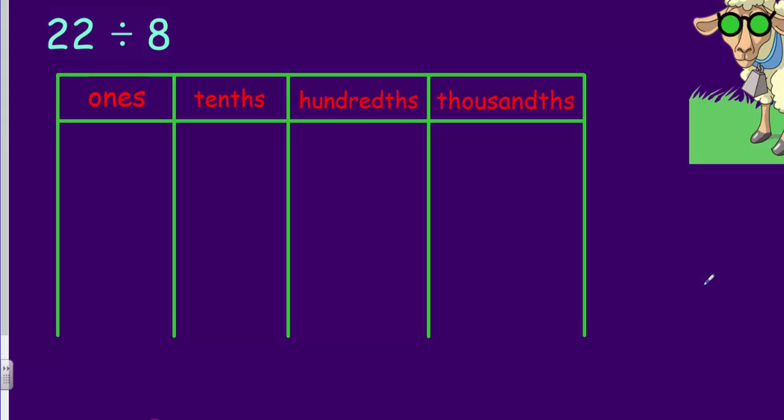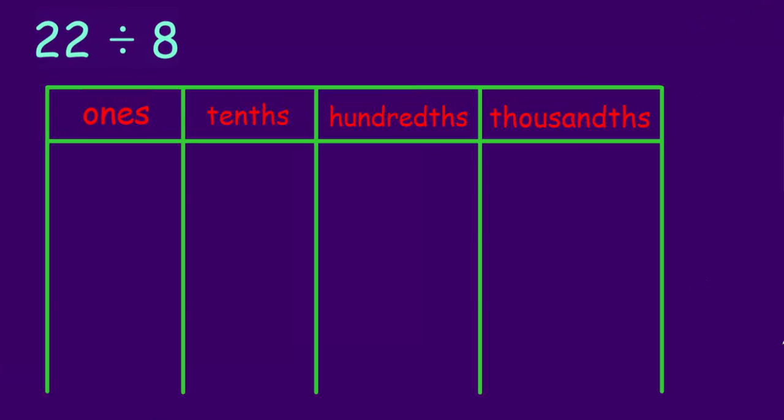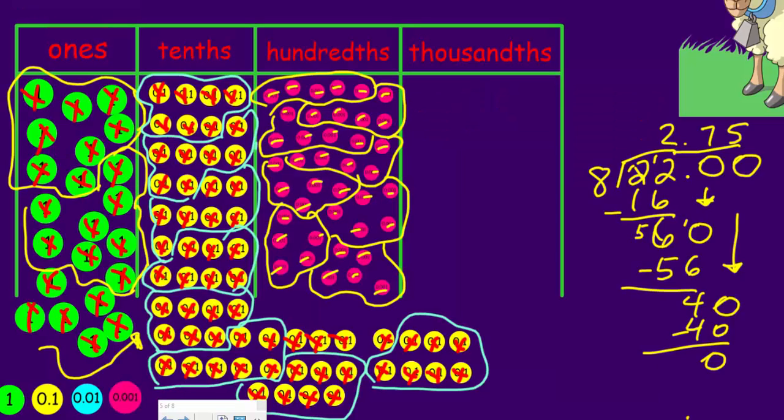It's time for another one, 22 divided by 8. Now in this case, I'm going to again show you using a value disk. So this is a perfect time to stop the video and see if you can solve this yourself. All right. Oh my goodness, what a problem. Okay, you can see there's a lot of work and a lot of value disks that I had to use.